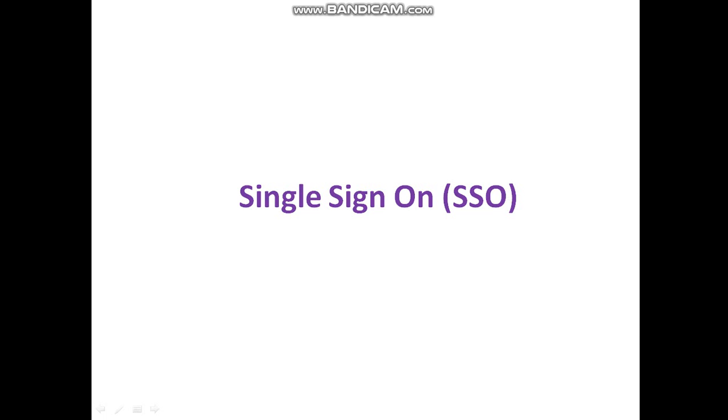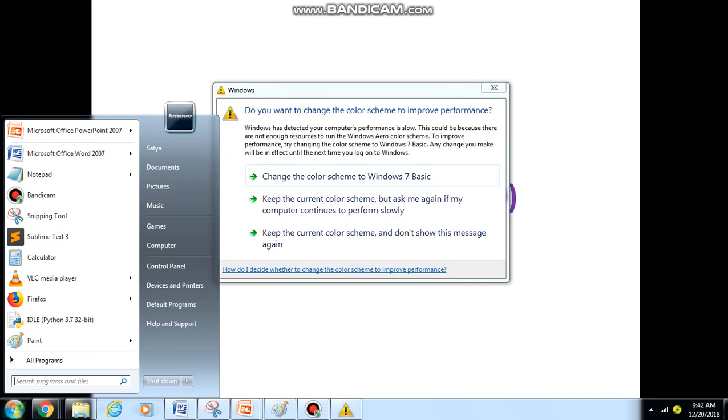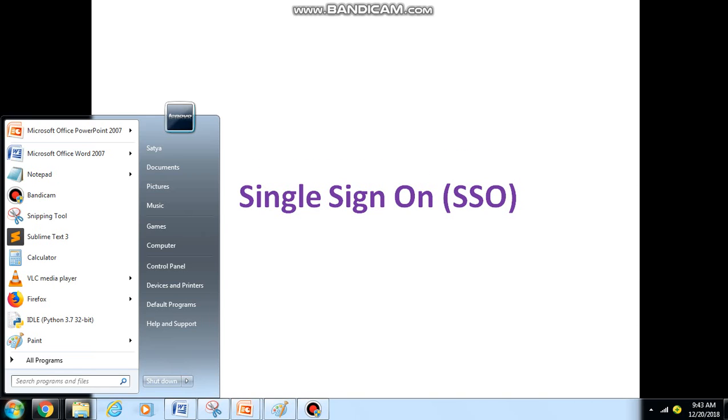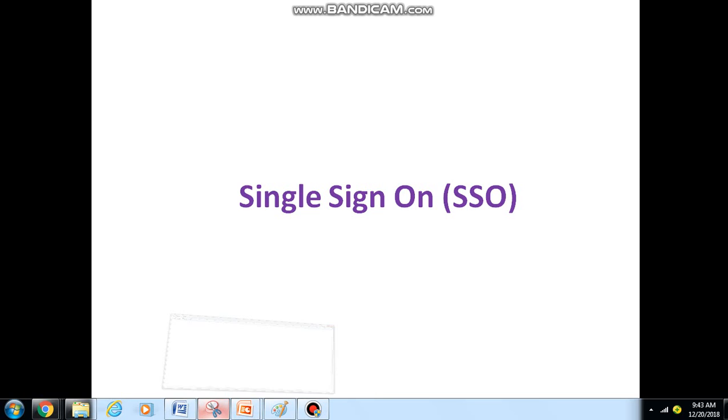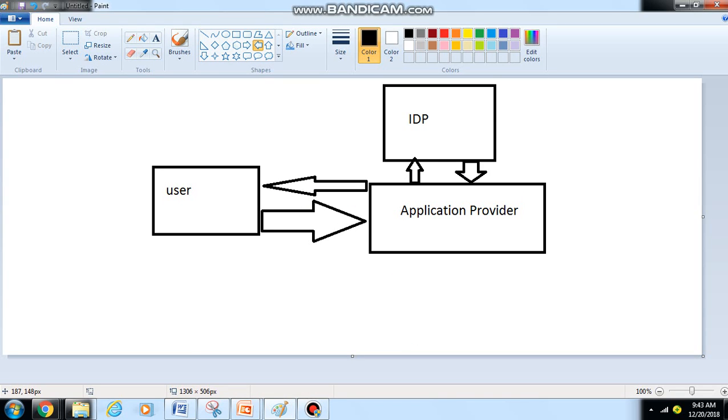So how does it work? Let us see using a visual diagram. So look at this example. Here the user is trying to access the application provider where the application has been hosted, like any service provider or any SaaS application where we have multiple applications, or any cloud provider. So we have here IDP, which is nothing but the identity provider.